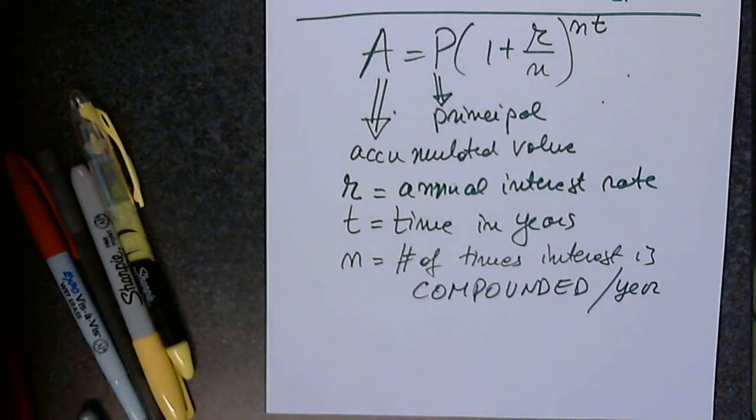So the formula will be given to you, however, you have to know what these mean. One more time, A is the accumulated value. P is the principal. Lowercase r, annual interest rate. Lowercase t, time in years. And lowercase n, the number of times we compound the interest per year.